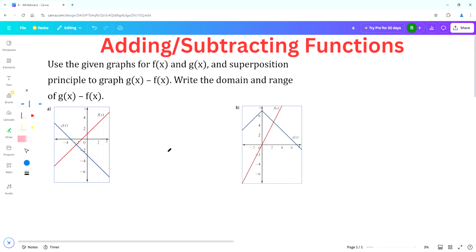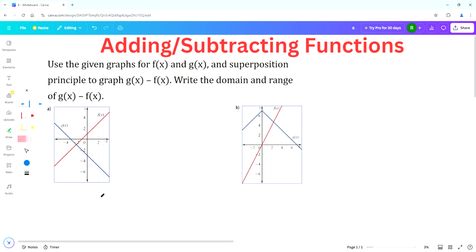In this video, we'll solve this problem using the concepts of subtracting functions. As per the problem, use the given graphs for f(x) and g(x) and the superposition principle to graph g(x) minus f(x). Write the domain and range of g(x) minus f(x).